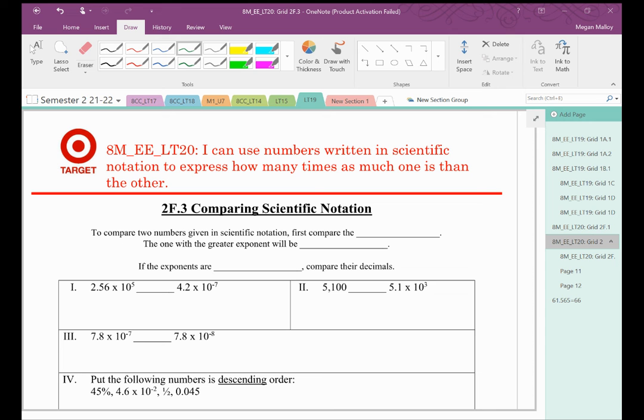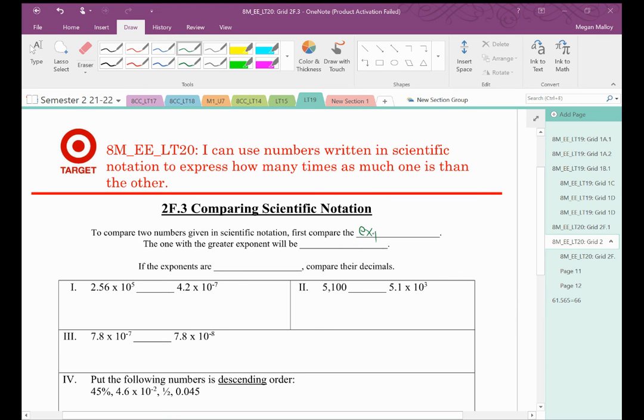So to compare two numbers given in scientific notation, you're first going to compare the exponents. The one with the greater exponent will be greater. However, if the exponents are the same, then you're going to compare the decimals or the significant digits.